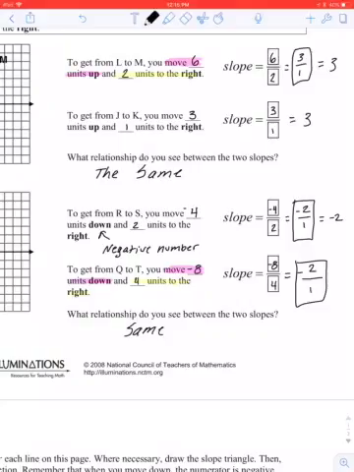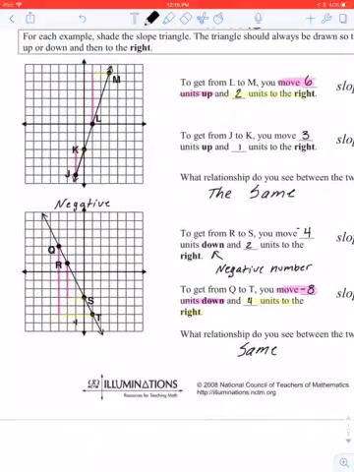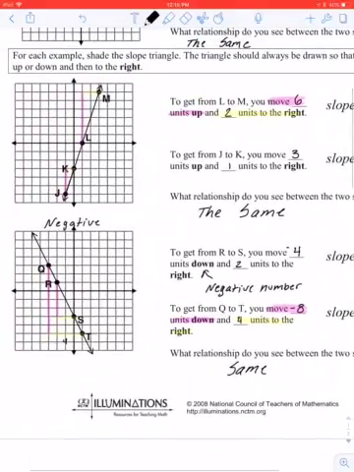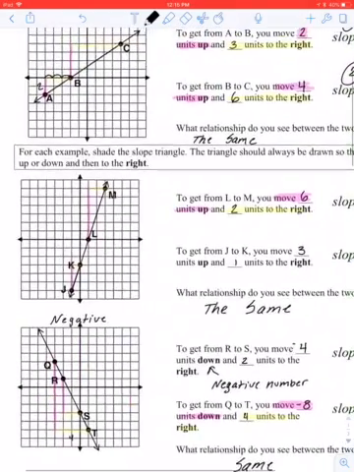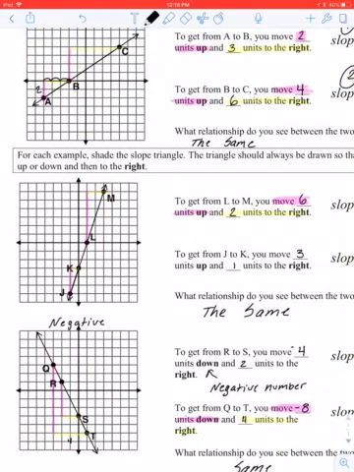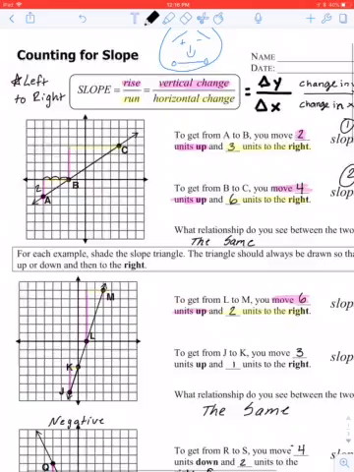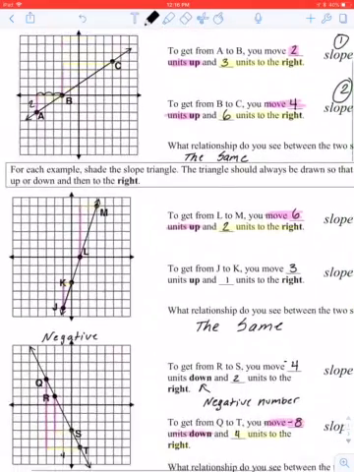When you're dealing with the same line, it doesn't matter what 2 points you choose, as long as they are good points, your slope is going to be the exact same because you're talking about a rate of change, and that's how quickly or slowly the line is going up or down. And that is it for finding slope from a graph.